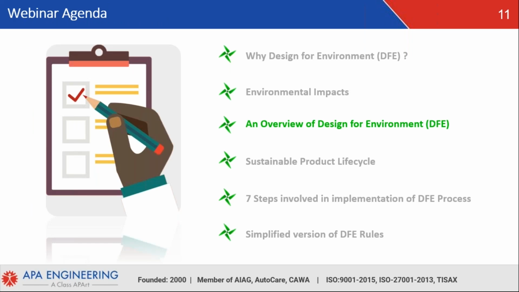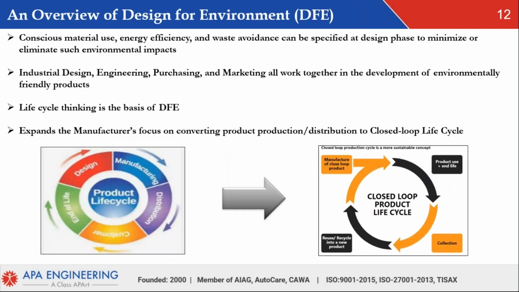Now an overview of design for environment. Steps in the product development process such as conscious material use, energy efficiency, and waste avoidance can be specified during the early stages of the development activity to minimize or eliminate environmental impacts. Once the design is finalized, attempts to improve environmental performance typically result in time-consuming design iterations.